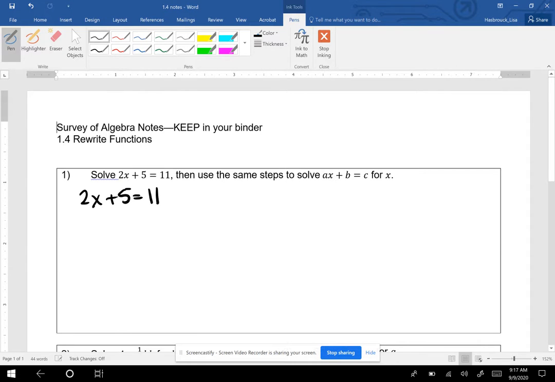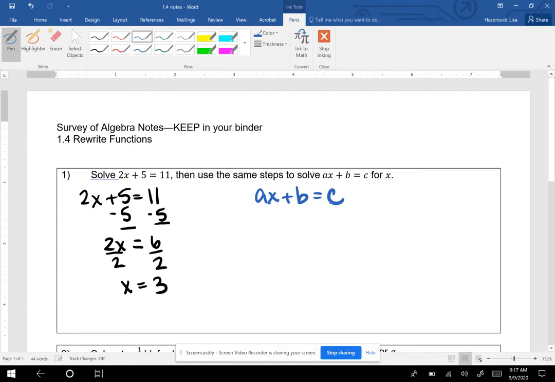This is a review of what you've done earlier in the chapter. If we're getting x alone, we start by moving that 5. Bring down the 2x. 11 minus 5 is 6. Since this is 2 times x, to get x alone, I would divide both sides by 2 to get x equal to 3. Now we're going to use that same method to solve ax plus b equals c for x.